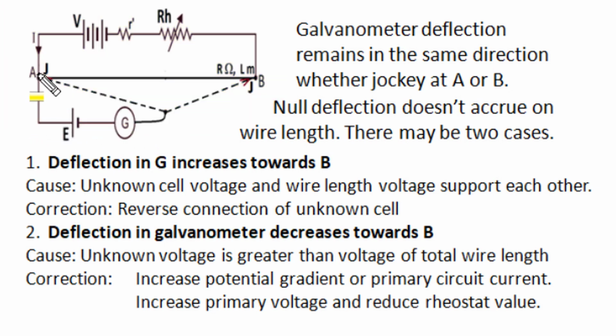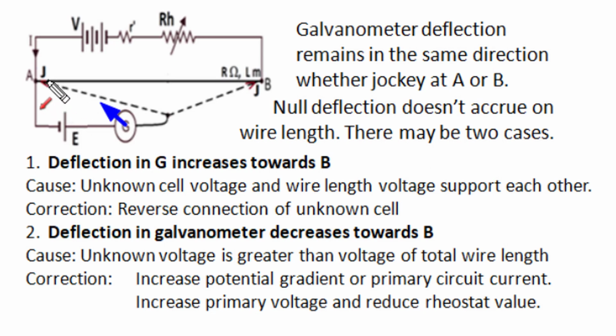But if the jockey contact at both A and B positions indicates deflection in only one direction, then it means this circuit is not in proper functioning, and there could be two cases. In the first case, when the jockey contact is near A, the imbalance in the galvanometer indicates a certain deflection, and when the jockey contact is moved to position B, the imbalance deflection remains in the same direction and it also increases. The cause of this problem is wrong connection of the unknown voltage in the potentiometer wire.